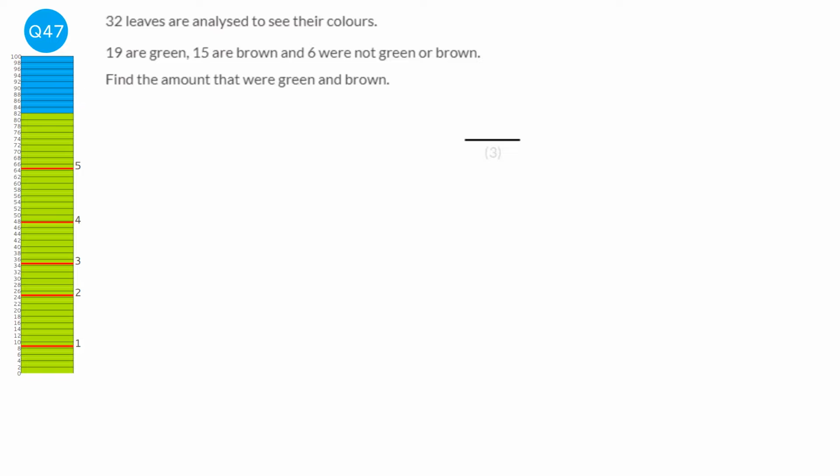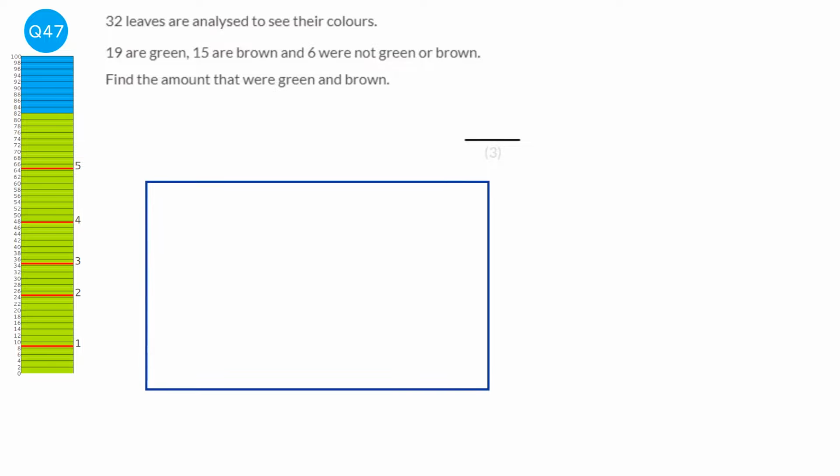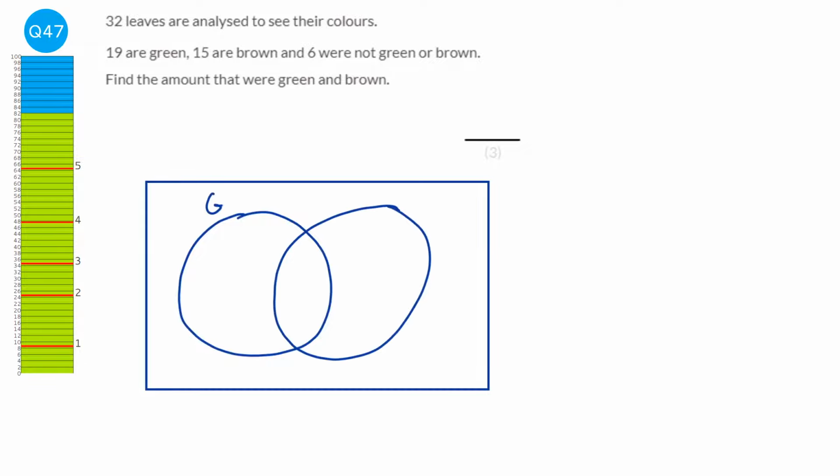We don't have to for this question, but it might be helpful to draw a Venn diagram for this. And we've got green and brown leaves. So we'll have green on the left and brown on the right. And we're told that there are 19 green and 15 brown and 6 that were not green and brown. So the only number we can put in is the 6 on the outside of the Venn diagram. We're told that 19 are green, but we don't know which, either they're in here or a bit of both.